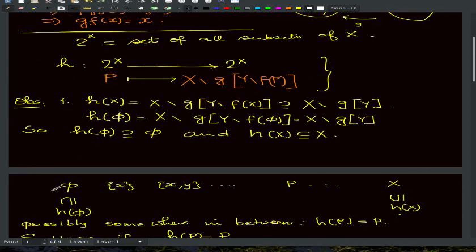Once you start this, you plug in special values and you get hold of this. So that's how you start. Now the question is, there is a strange thing over here. This is bigger, but this cannot be bigger. This has to be smaller because H(X) is a subset of X.